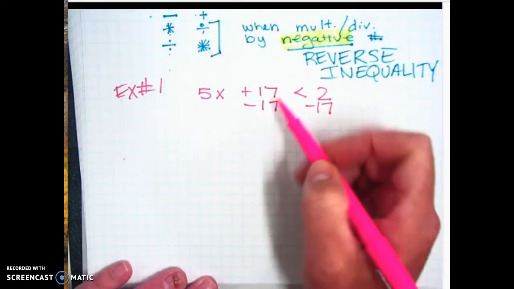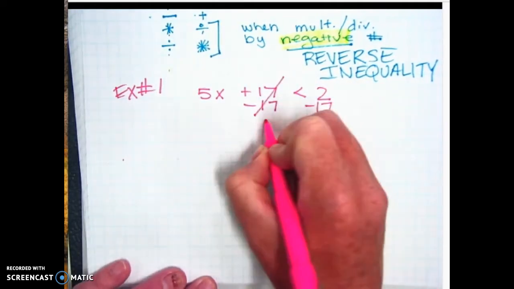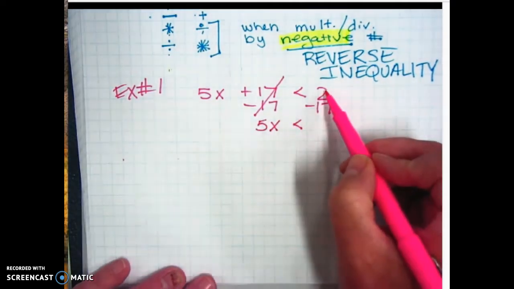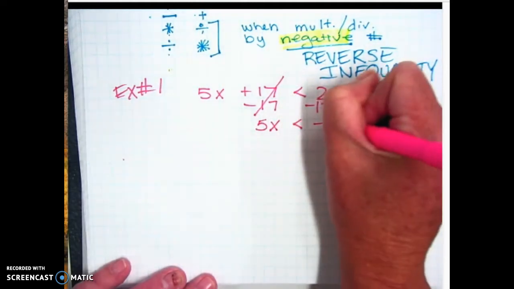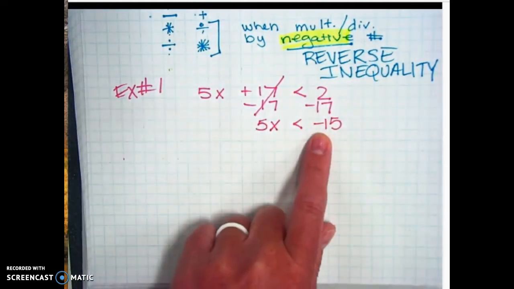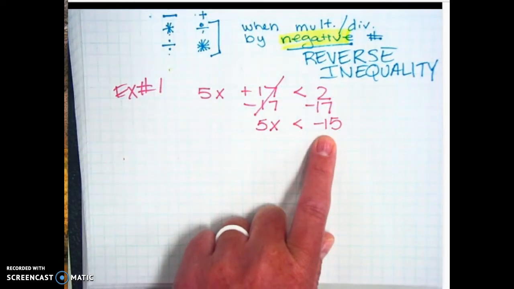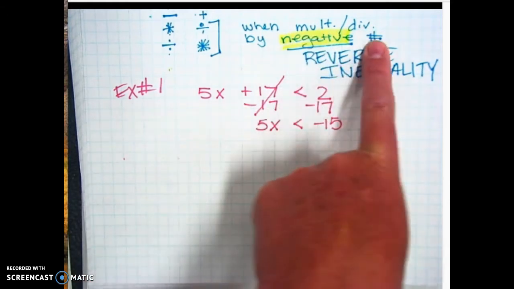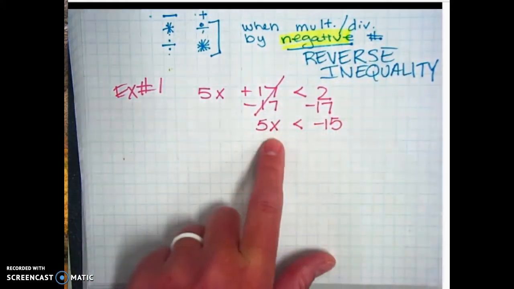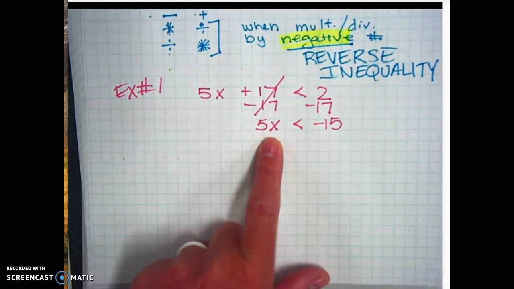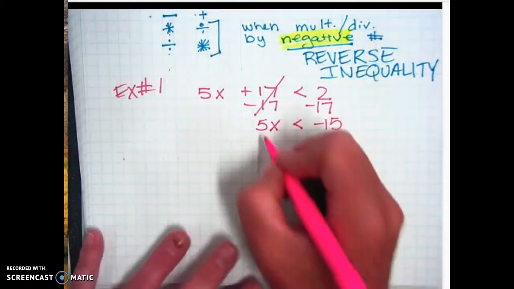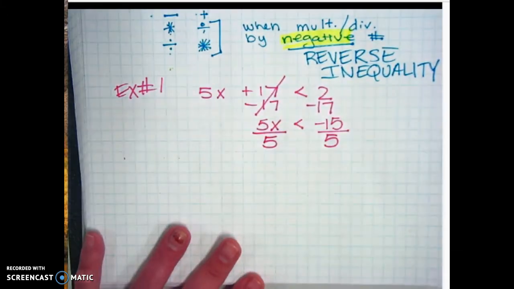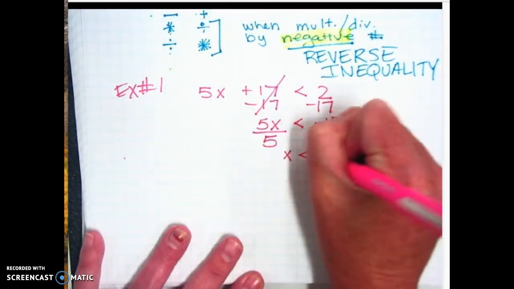Okay, so 17 and negative 17 are opposites. Those are going to cancel, leaving you with 5x on the left of the less than. And 2 minus 17 is negative 15. Now, just because you're seeing a negative sign over here doesn't mean you need to reverse the inequality. You only reverse the inequality if you're multiplying or dividing by a negative number, right? So what are we dividing by here? 5. Positive or negative? Positive. So do I reverse the inequality? No. Okay. Divide both sides by 5. We get x less than negative 3.